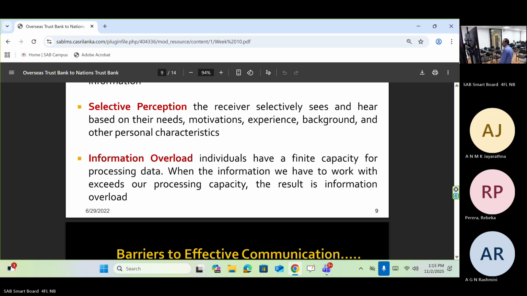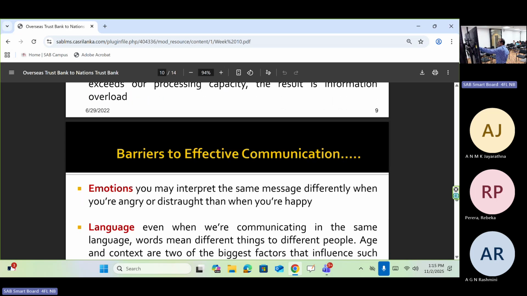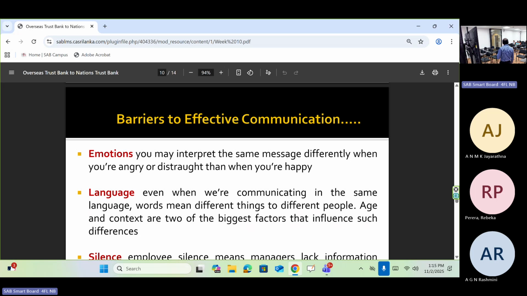Then there are emotions. Without emotions, actually, we can't communicate, but too much emotion can hinder the effectiveness of communication. Emotion means the mood. Unnecessary, inappropriate mood of the sender or the receiver can reduce the effectiveness of the communication of the message.